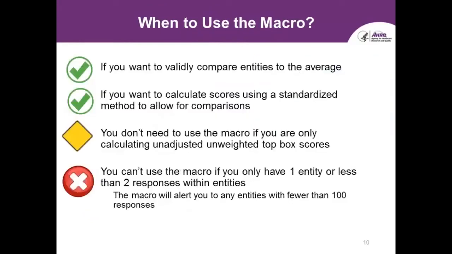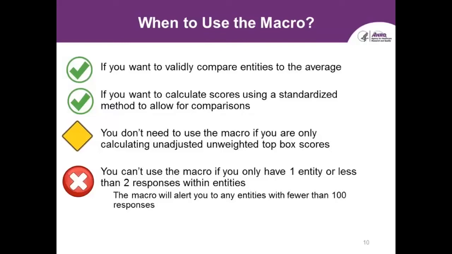So once you've thought about that, the question is, do you need to use the macro? Should you use the macro? Will it benefit you? The macro provides the most benefit to CAHPS users who want to make comparisons of entities to the average of all entities. And again, by entities, I could be talking about health plans or practice sites or hospitals. I'm just using that as a general term across all. The macro allows you to do this in a standardized method for making these comparisons, and it allows you to do case mix adjustment in a standardized way.